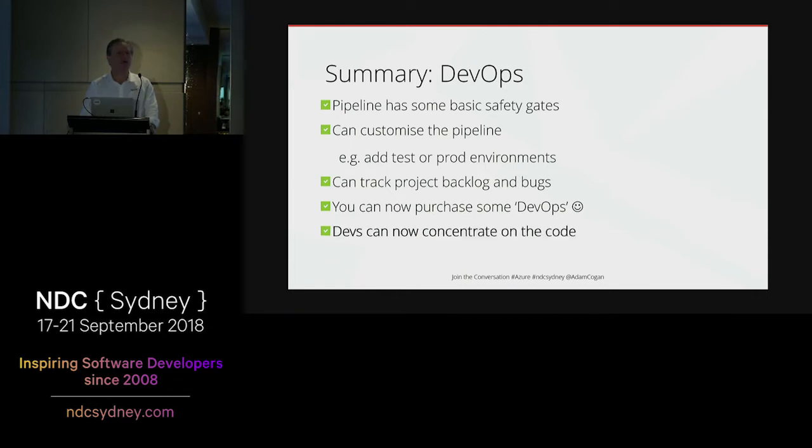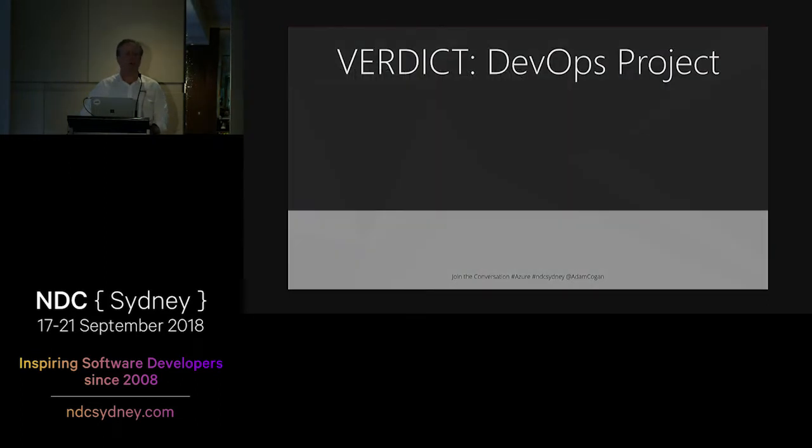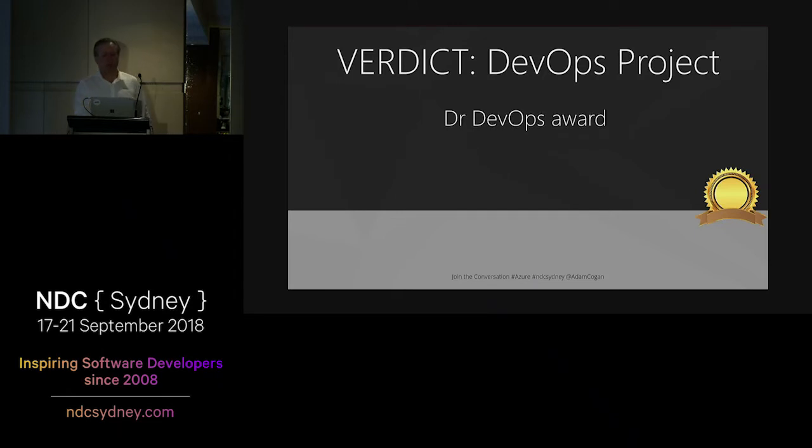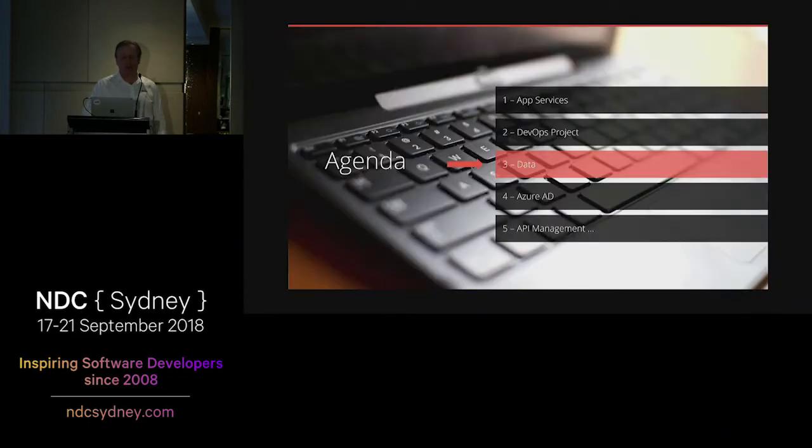But the most important thing is Jason can concentrate on code. The only downside is it's not there for every single project out there. Probably will be soon. So what award will I give this one? I give this the Dr. DevOps Award because doing DevOps makes you feel smart and good. Now, you can go and visit this dude and say, look, I don't think we need your services anymore. You've just been replaced by a four-step wizard. And yeah, he'll be gone.